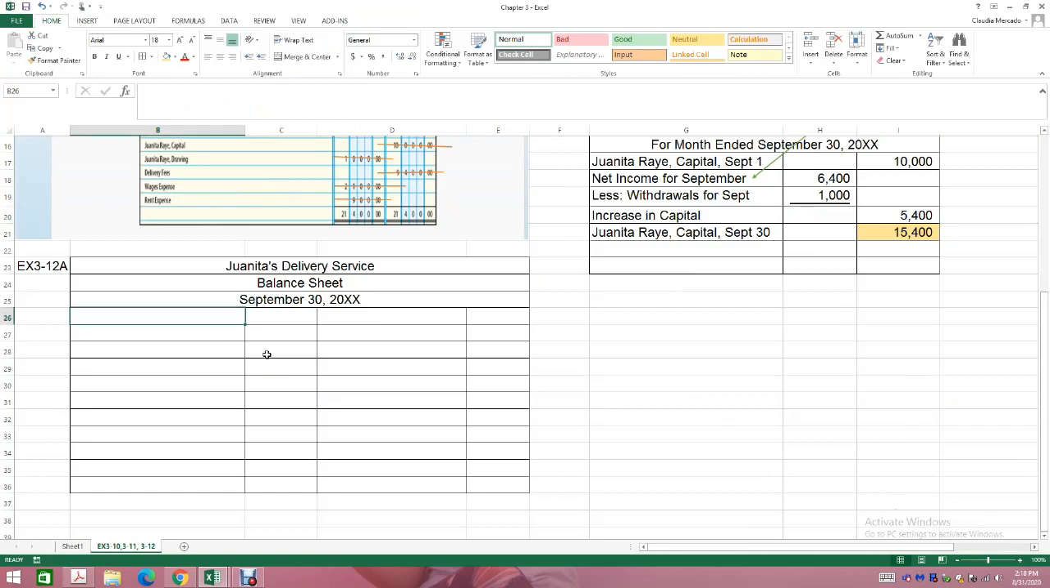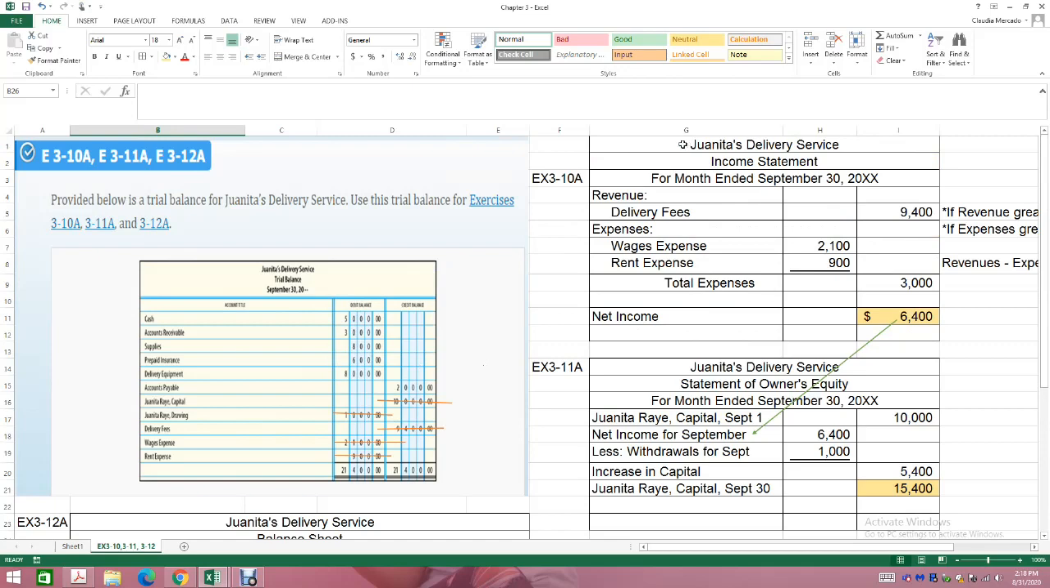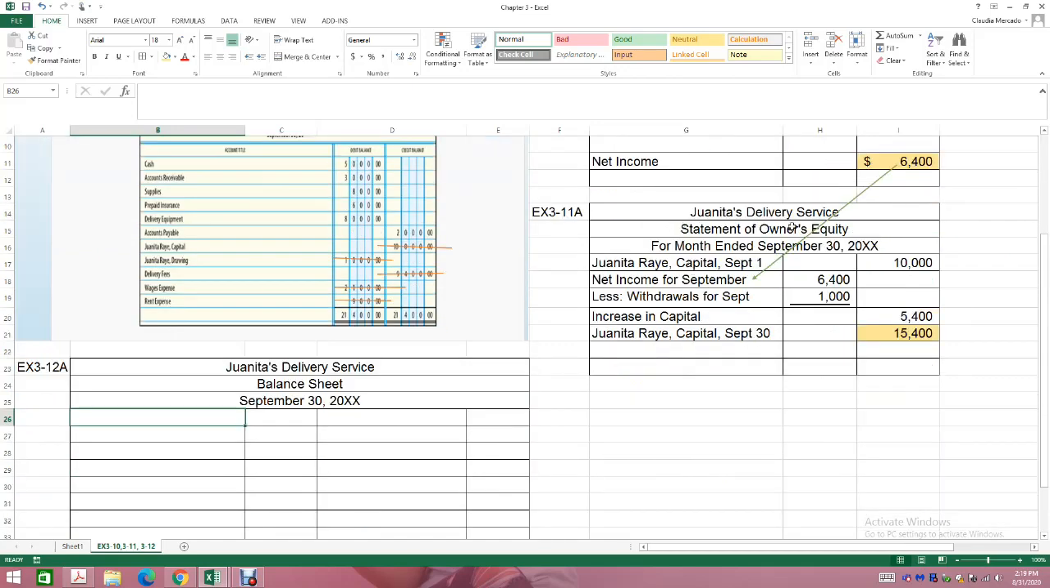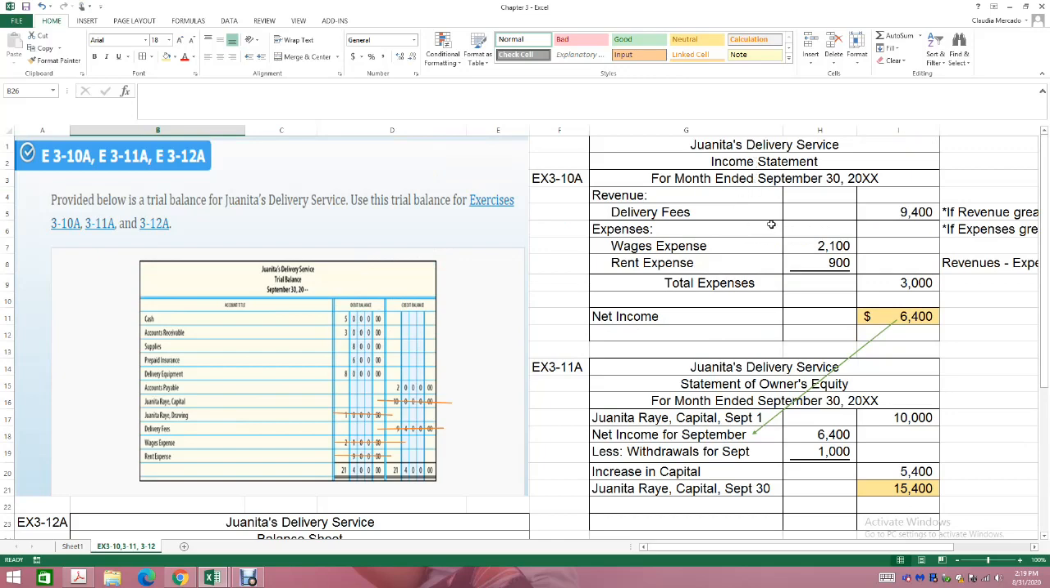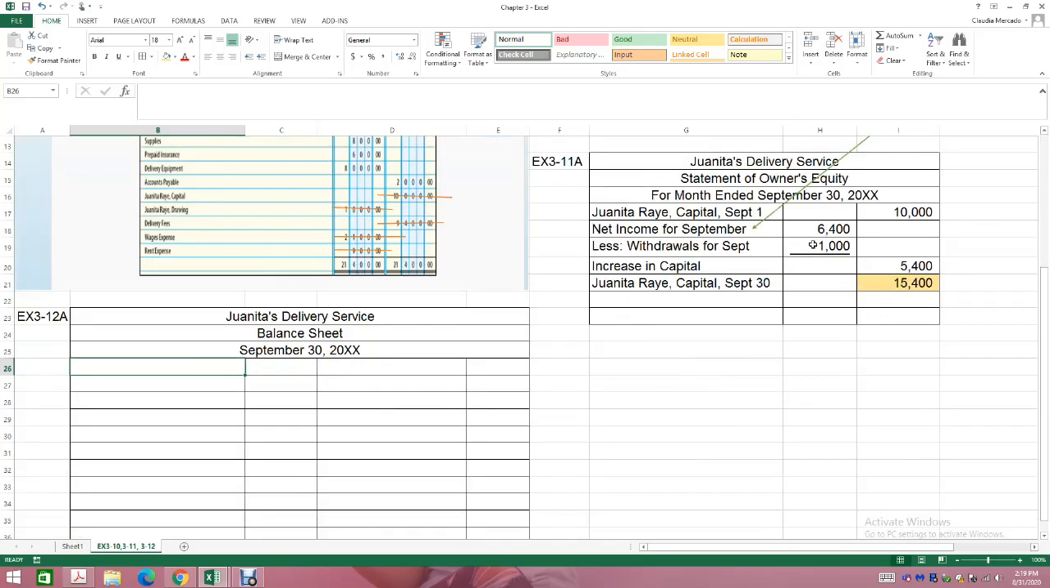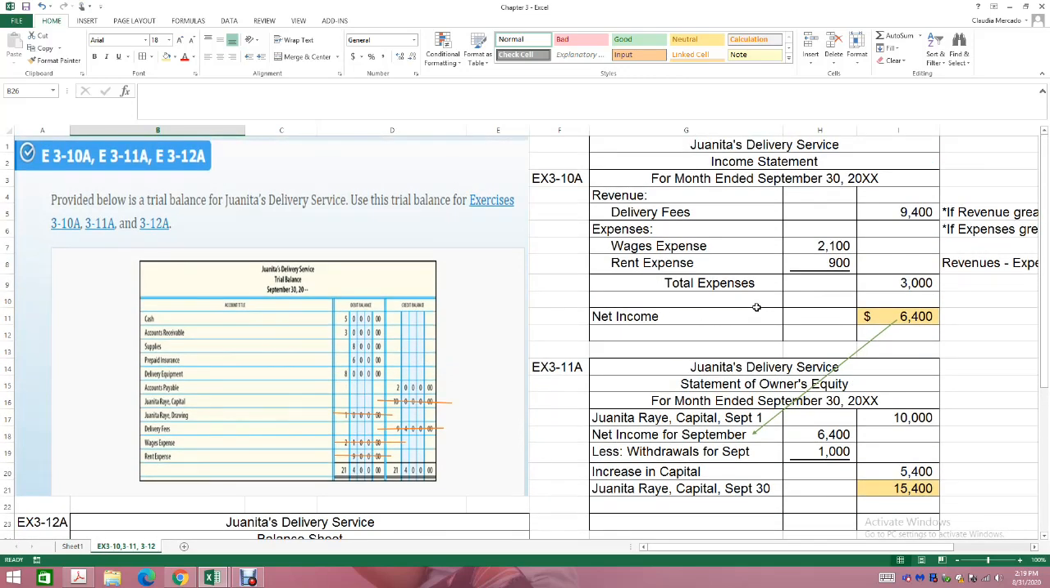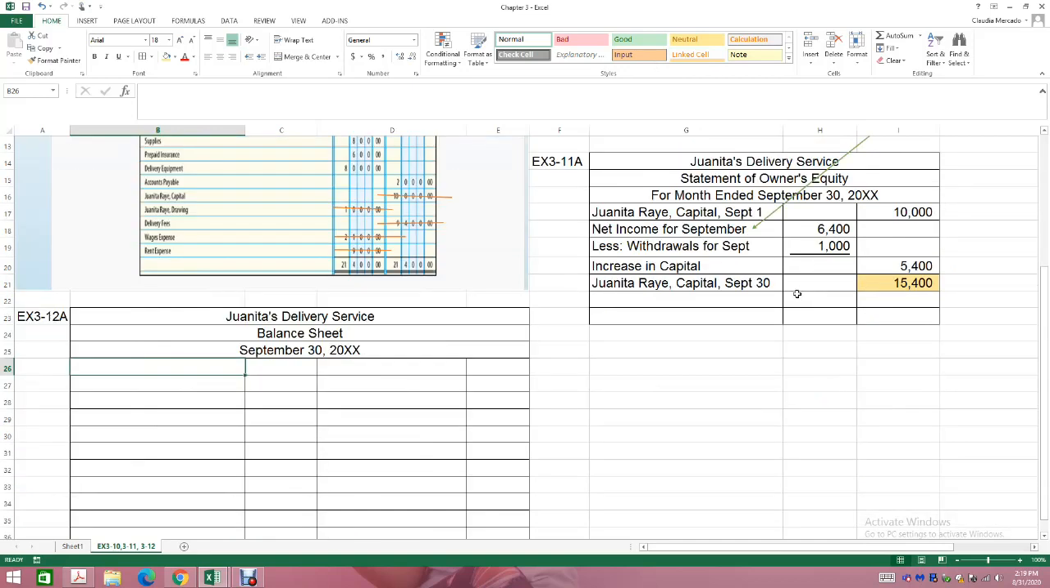Now I'm going to do my balance sheet. Okay, and for all of these financial statements, we always put the title of the company. This is Juanita's Delivery Service. The name of the financial statement that you're preparing. This is the income statement. This is the statement of owner's equity. And this is the balance sheet. Now, and for the period that we're doing it. The income statement and the statement of owner's equity are for the month of September, for the entire month. This is what happened during the month. The balance sheet is as of a point in time. As of today, September the 30th, this is what I have. Okay, this is as of a point in time.